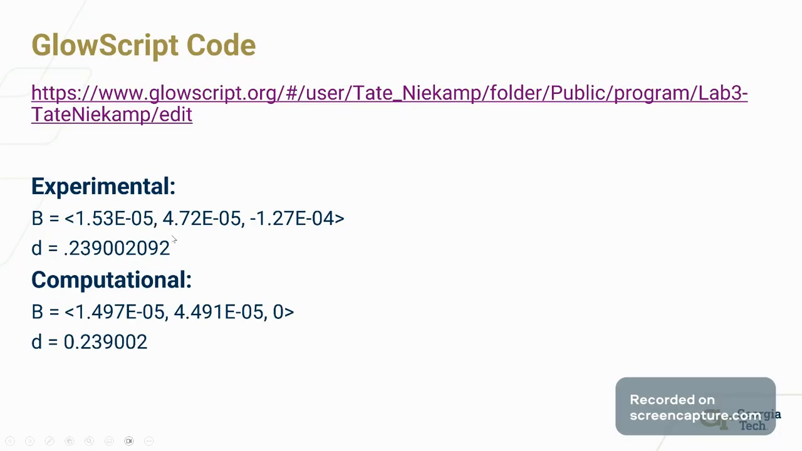So the experimental versus the computational was fairly close. You could see the magnetic fields being fairly similar, as well as the D being 0.239002 to 0.239002. So we were fairly close on our experimental and computational numbers here.